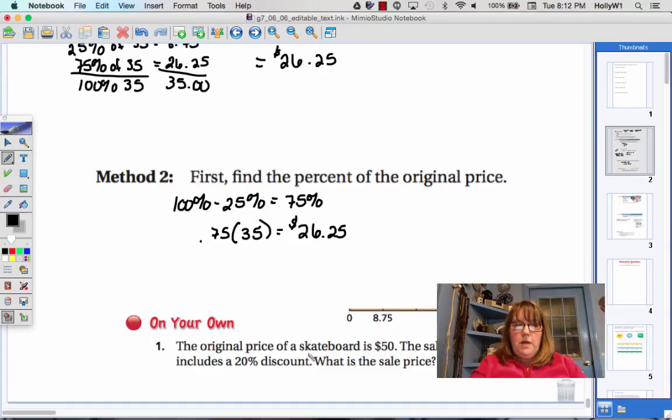Hi, welcome back. So the original price of a skateboard is $50.